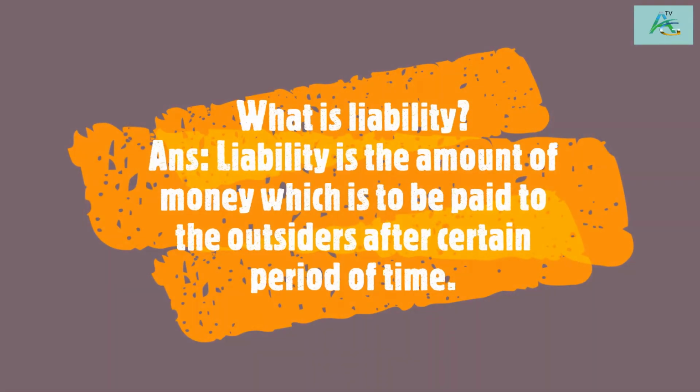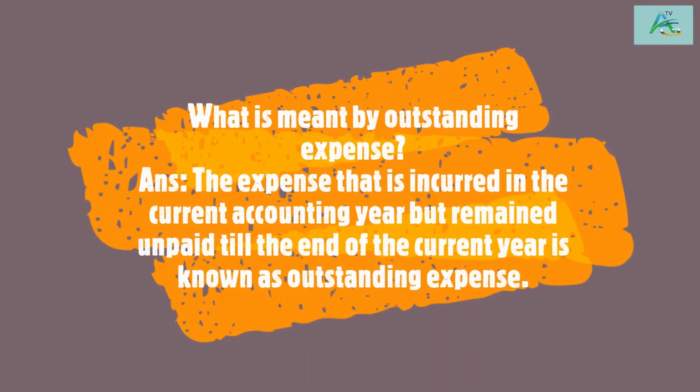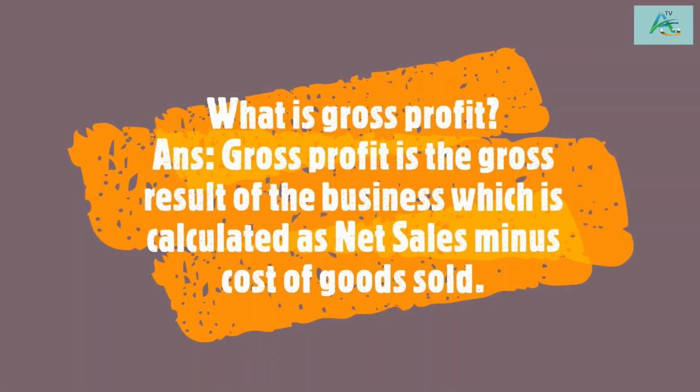What is liability? Liability is the amount of money which is to be paid to the outsiders after certain period of time. What is meant by outstanding expense? The expense that is incurred in the current accounting year but remained unpaid till the end of the current year is known as outstanding expense. What is gross profit? Gross profit is the gross result of the business which is calculated as net sales minus cost of goods sold.